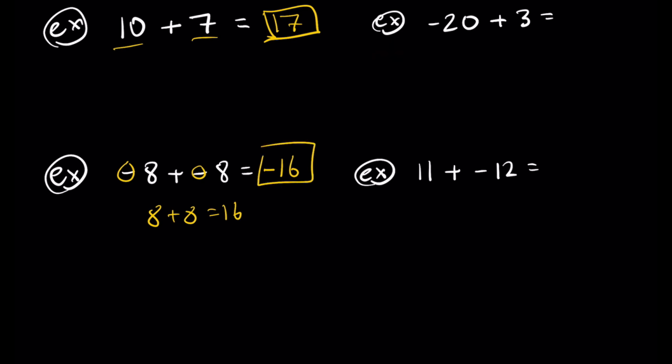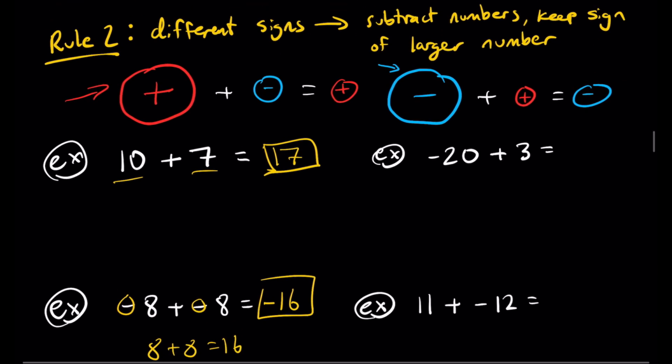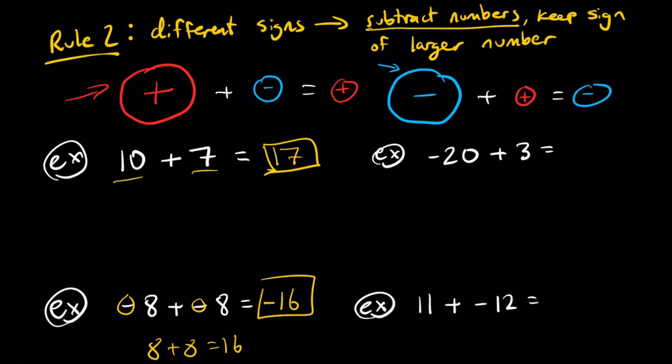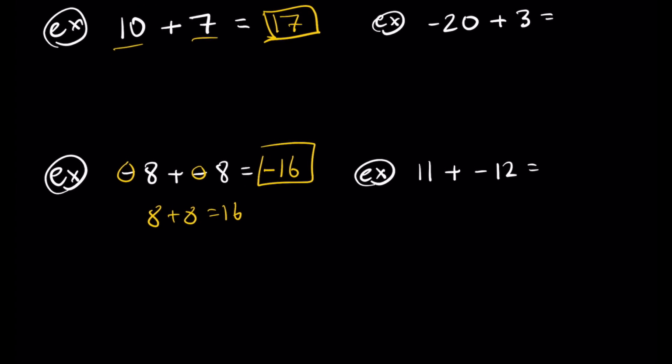Up here, -20 plus 3. These have different signs. So again, if numbers have different signs, we subtract the numbers and keep the sign of the larger number. So I'll go ahead and pick my sign. Well, 20 is definitely larger than 3, and so we'll take that negative and put that in our answer. And then I'm going to do 20 minus 3, which is 17. So my answer is going to be -17.